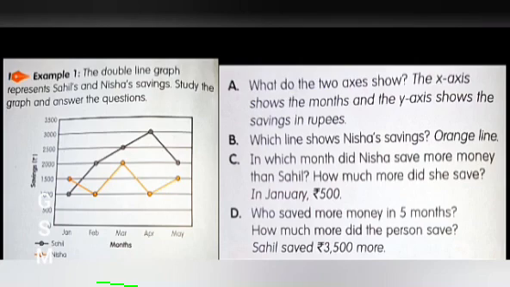In which month did Nisha save more money than Sahil? How much more did she save? In January month, 500 rupees. Who saved more money in 5 months? How much more did the person save? Sahil saved 3500 more rupees than Nisha.